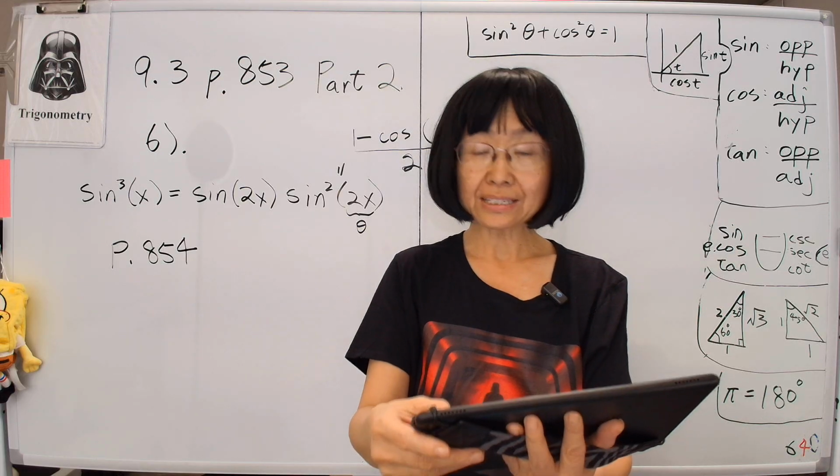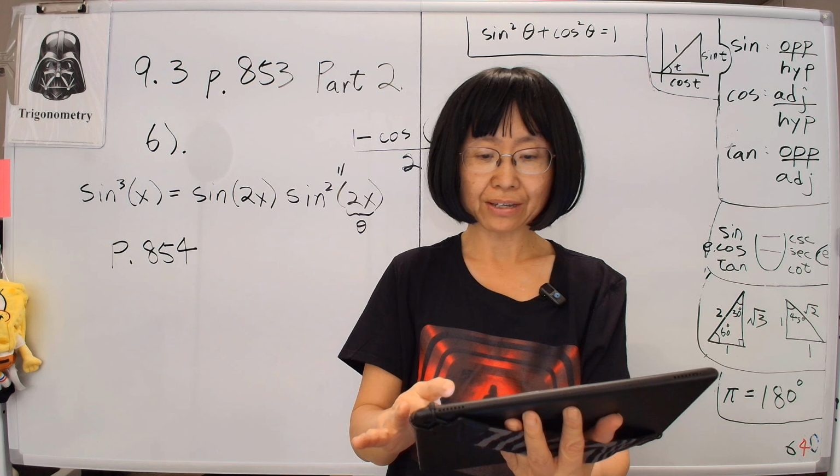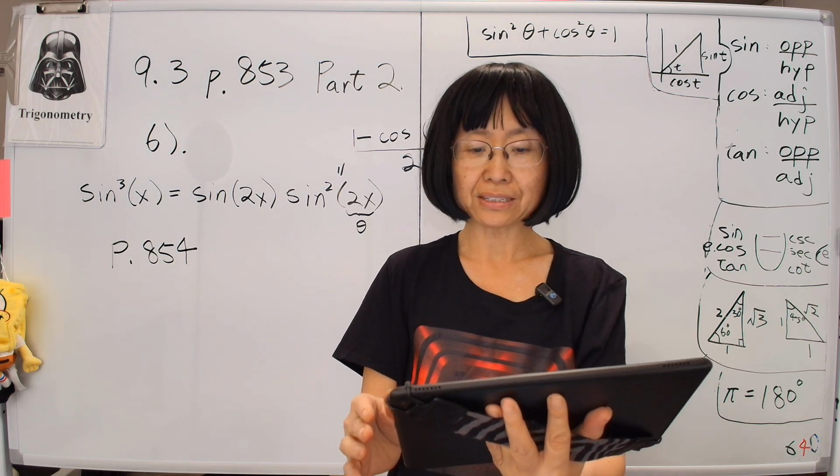So that's how the sine half angle formula is formed. And next, let's look at the cosine half angle. The cosine half angle is formed in a similar manner.